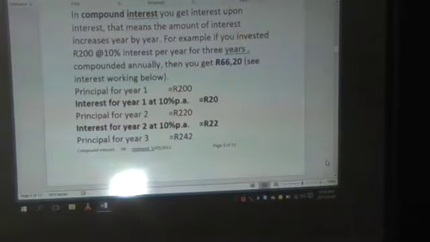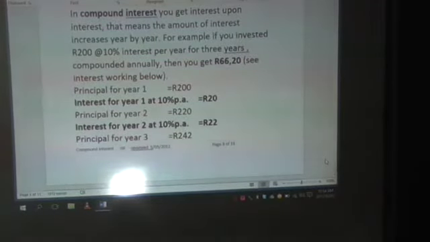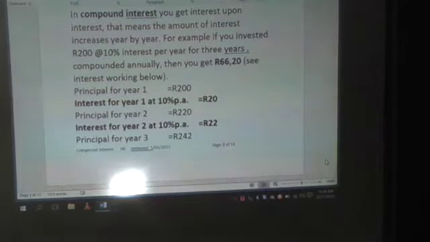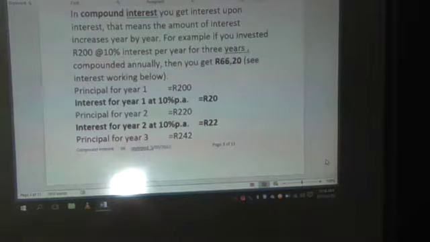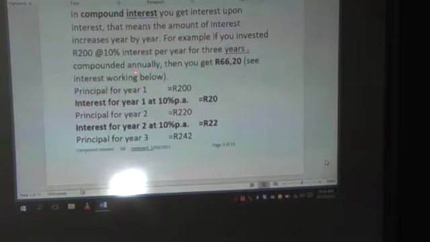In compound interest, you get interest upon interest. I'll repeat that. In compound interest, you get interest upon interest. That means the amount of interest increases year by year. For example, if you invested 200 rands at 10% per annum or per year for 3 years, compounded annually, then you will get 66 rand 20. Let's see the working below.